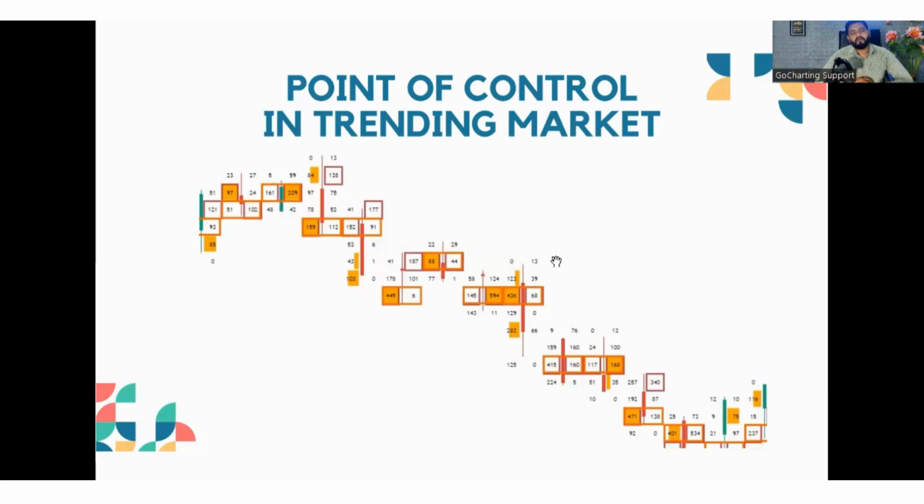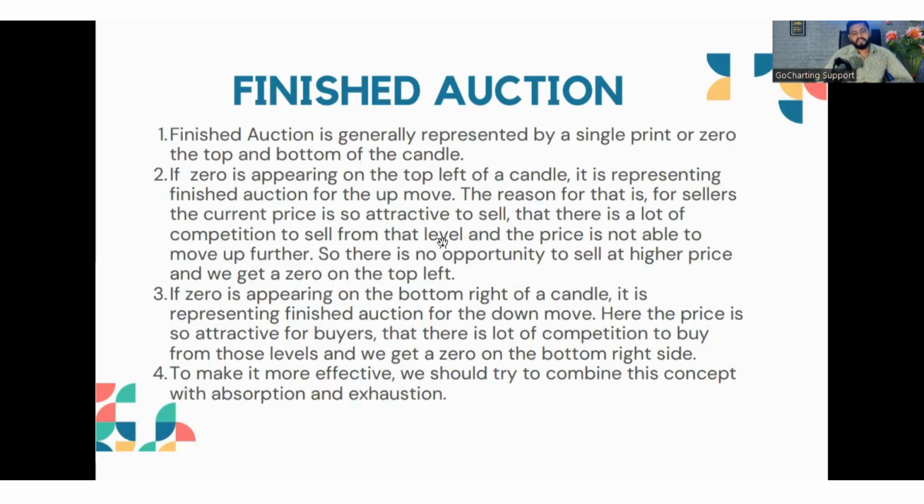So we have talked about the absorption, exhaustion, and aggression in the opposite side. Suppose you see aggression on the opposite side, with a big delta and a big candle, you should also try to see whether the POC has actually jumped those levels or not. If you see a big jump in POC with respect to the previous candle POC, then you can also take it as evidence that the aggression in the opposite side has come.